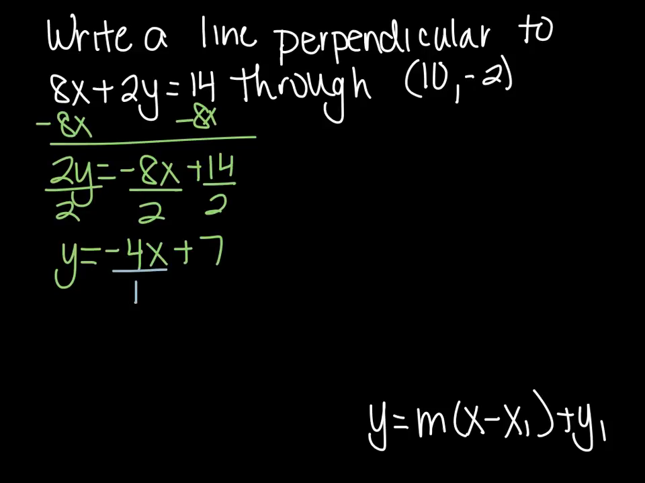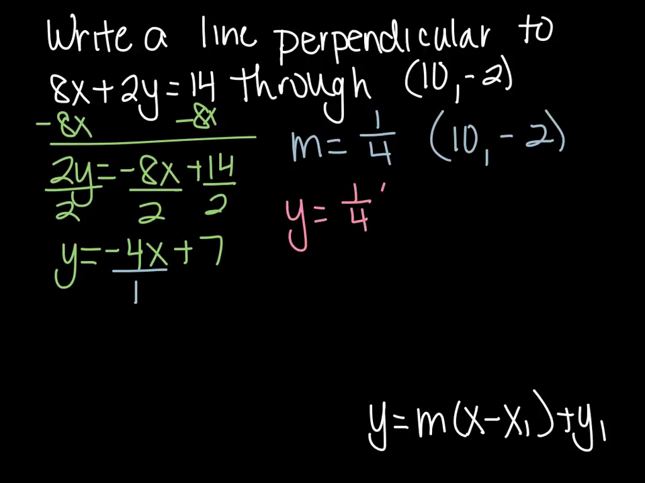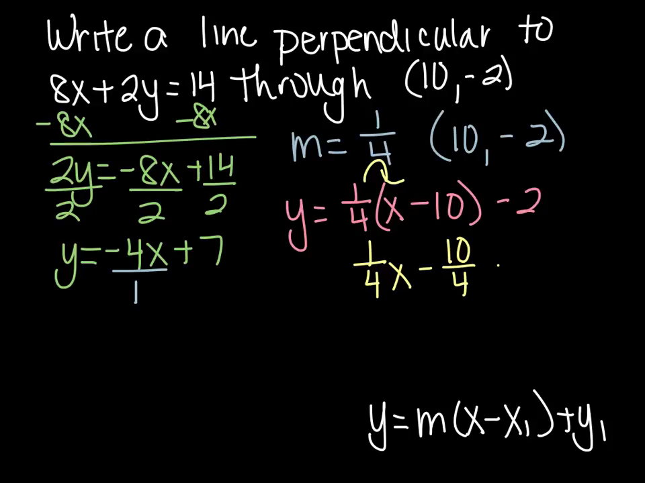Okay, so a lot of times it's easier if I make it a fraction. To be perpendicular to this line, my slope has to be the opposite reciprocal, so it needs to be positive 1/4, and the point is (10, -2). So the next step is I'm going to plug it into the equation. y equals 1/4 x, and the opposite of x, and the y value. So let's go ahead and distribute. 1/4 x minus 10/4 minus 2.